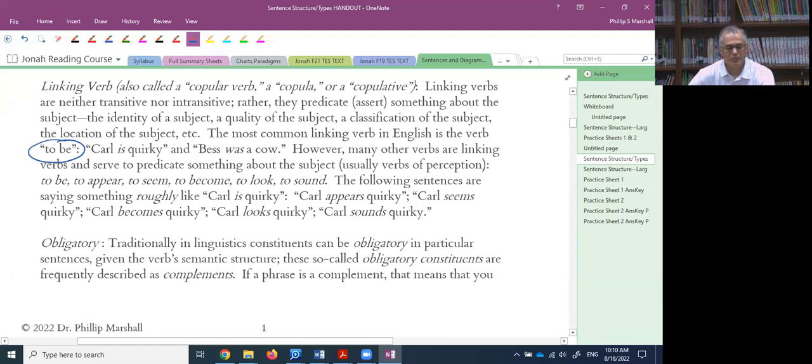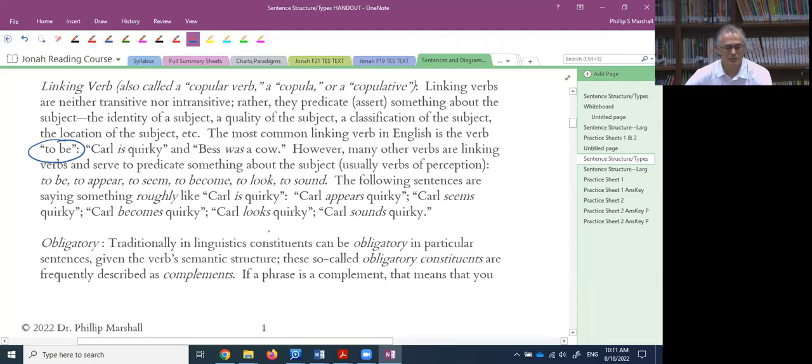Now, many other verbs are linking verbs, and they serve to predicate something about the subject. And these are usually verbs of perception. So in addition to be in English, we have verbs like to appear, to seem, to become, to look, or to sound. These are considered linking verbs as well. So look at our examples here. These are saying something roughly like Carl is quirky, but with a different verb, with a different nuance.